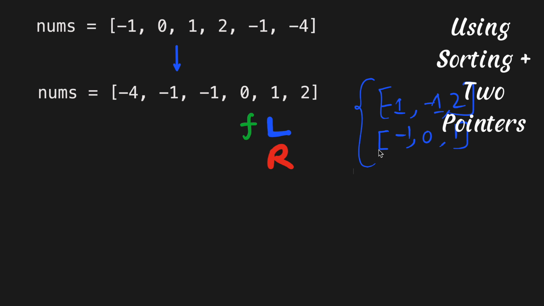Now the time complexity of this approach is O(n^2), because first we sort the array, which takes O(n log n) time, and after sorting we run the nested loop, where in the outer loop we select the first number, and in the nested loop we run the two pointer approach to find the triplet which sums up to 0. And the space complexity will be O(1), as we are using few variables here and there.